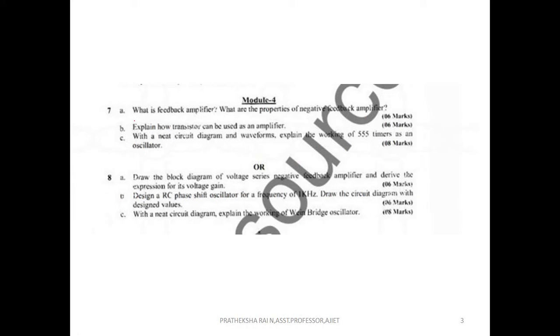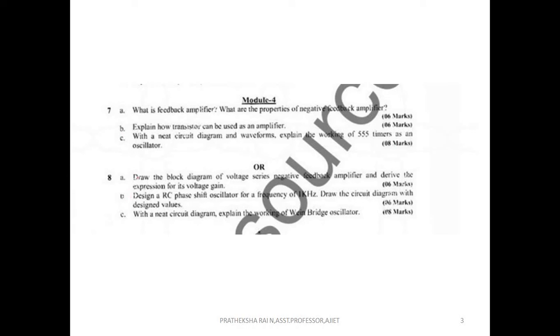One more question paper, they have asked, what is feedback amplifier? What are the properties of negative feedback amplifier? Okay, so explain how transistor can be used as an amplifier, and with neat circuit diagram and waveforms, explain the working of 555 timer as an oscillator.